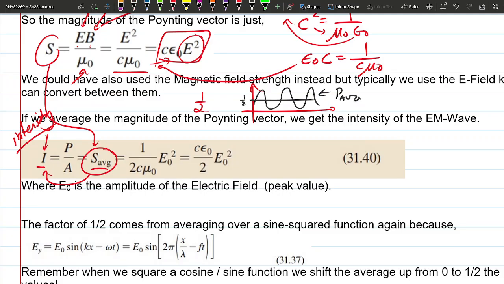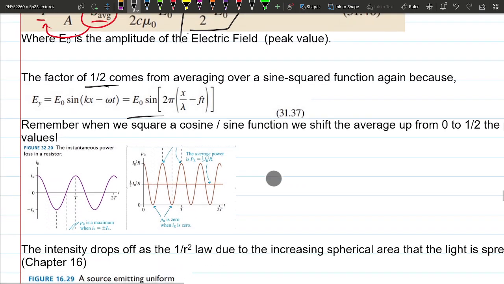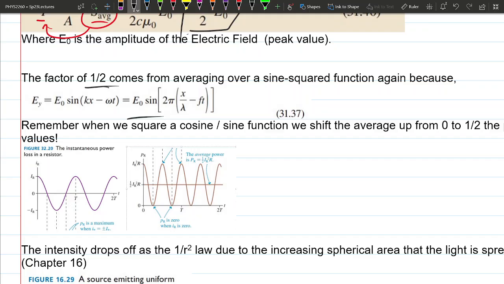So just be a little careful. The magnitude of the Poynting vector is E squared times c epsilon naught. But if you want intensity, which is usually what you want to use most, there's an extra factor of 1/2. As I mentioned, the extra factor of 1/2 comes from averaging over the sine squared function.